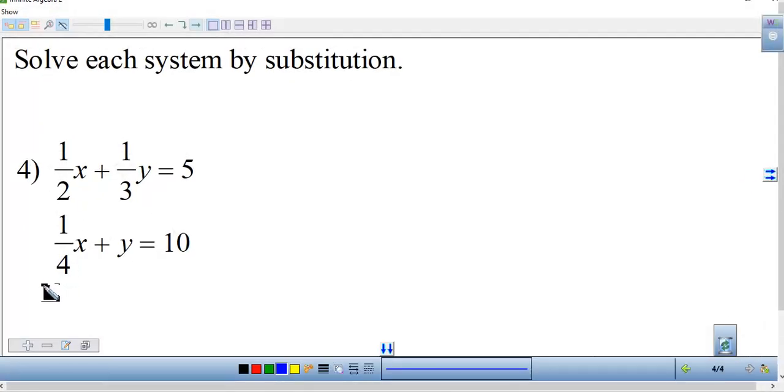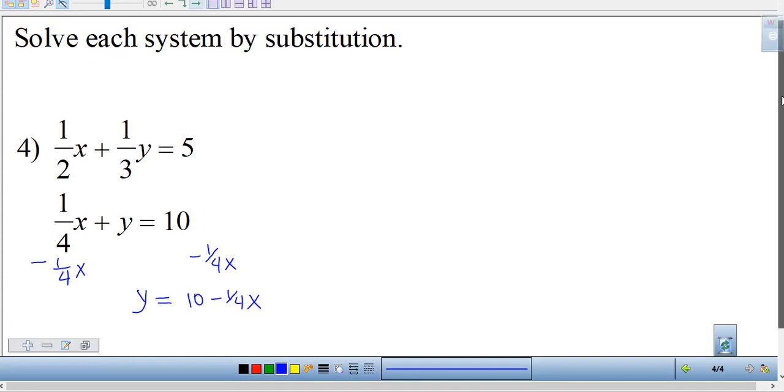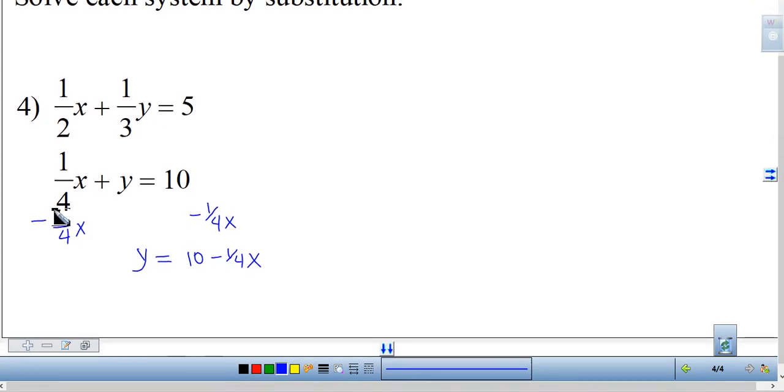I can solve for this y by subtracting 1/4 x on both sides of this equation. That leaves me with y equal to 10 minus 1/4 x. Now, since I solved equation 2 for y, I'm going to plug into equation 1 for y. Use parentheses. I've got 1/2 x plus 1/3 parentheses equal to 5. So what goes in the parentheses? 10 minus 1/4 x.